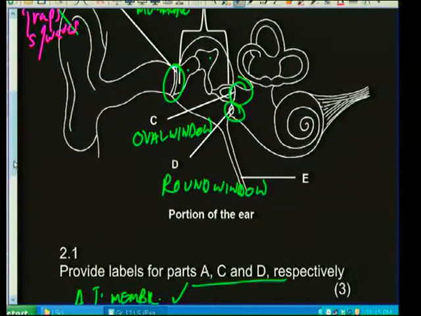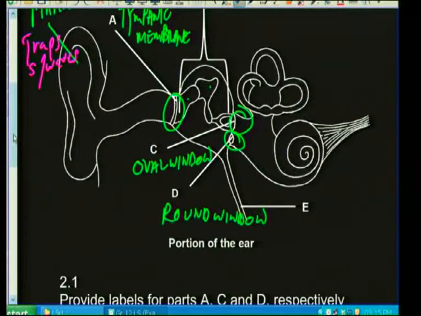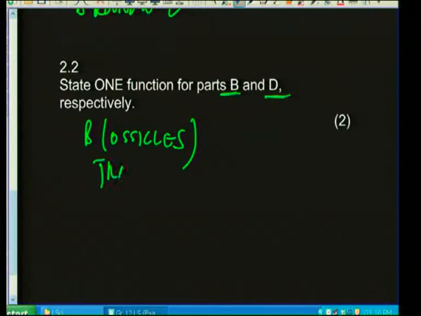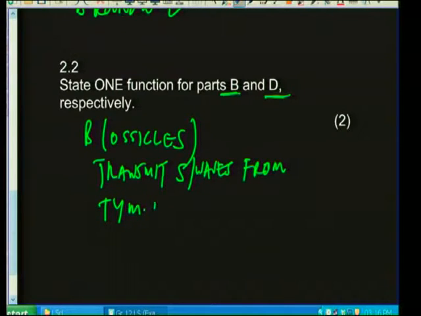Please understand that. So the first one, they want to know the functions of the ossicles, and look at the position of the ossicles. Where's the ossicles? In the middle ear. What's on this side? The tympanic membrane. What's on the other side? The oval window. So what's the job of the ossicles then? It's to take the vibrations from the tympanic membrane to the oval window. So that's our function there. Ossicles transmit sound waves, from, must always say from where? From the tympanic membrane to the oval window.